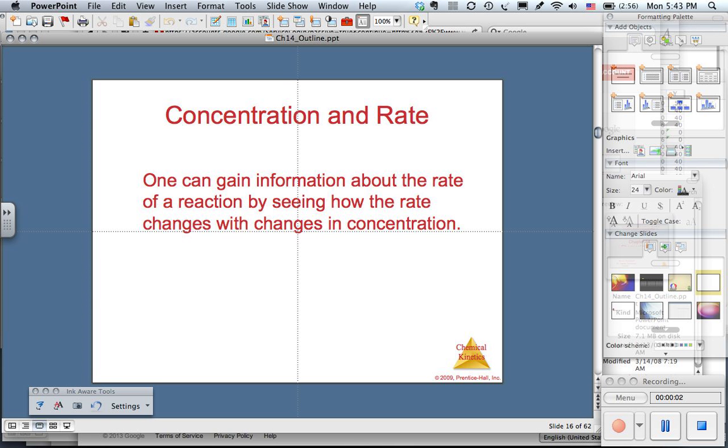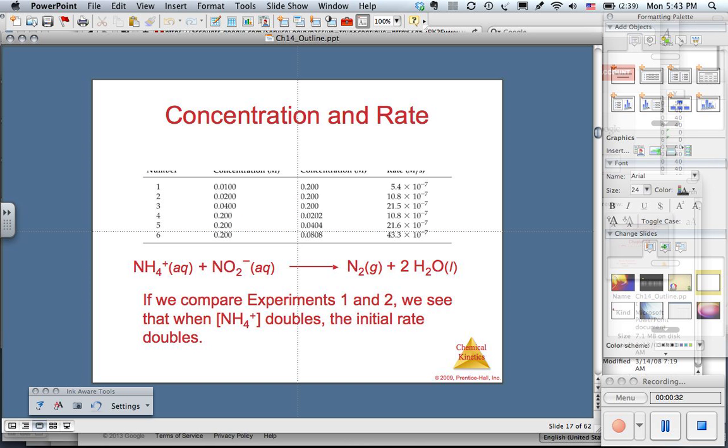Okay, so we are looking now at section 14.3, and this portion is the rate law, looking at the effect of concentration on rate. So one aspect of it is one can gain information about the rate of a reaction by seeing how the rate changes with changes in concentration. So if I change the concentration of one of the reactants, how does the overall reaction change? How does it get modified in this process?